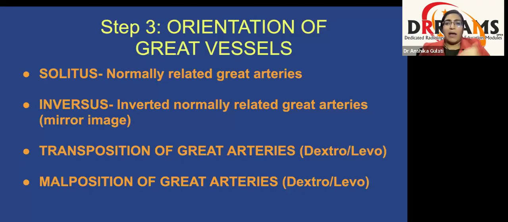So for step 3, we have all these options: the solitus, inversus or the mirror image, and TGA, DTGA, LTGA, and MGA, DMGA, LMGA. So this is the most versatile section, I tell you, because it fills both our puzzles, the second also and the third also. Why? Because aorta is on the right side, so because of the loop rule, the right ventricle has to be on the right side, so we can say that it is D type of ventricular topology or ventricular looping. And also because the aorta is posterior and to the right, we say the great arteries are also normally related. So both the second as well as the third steps are done.